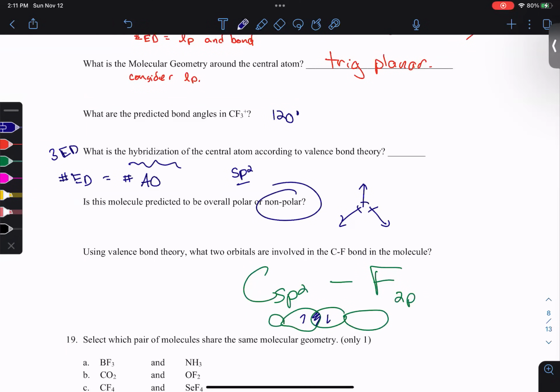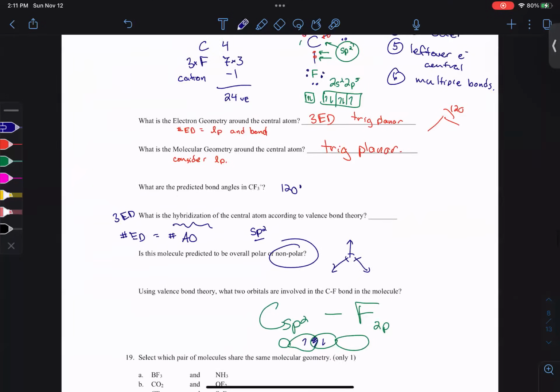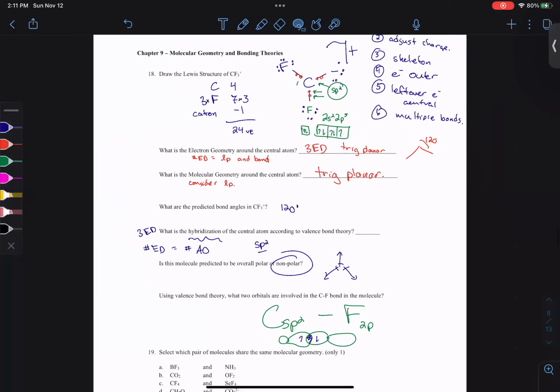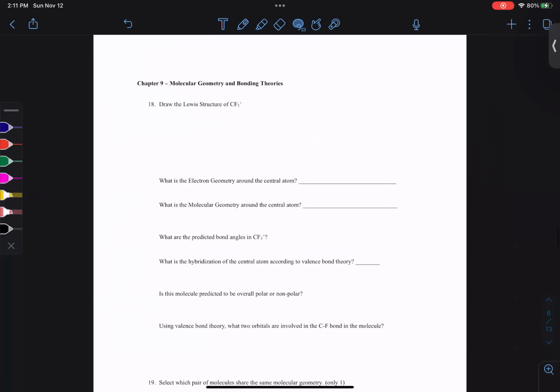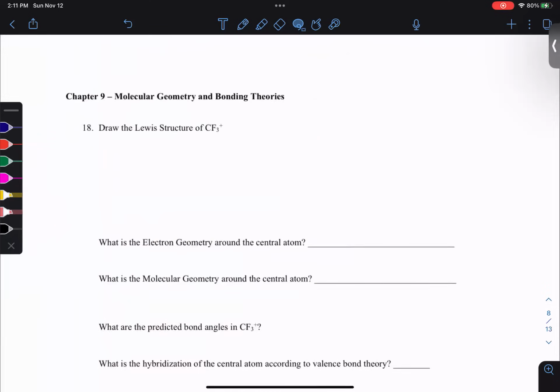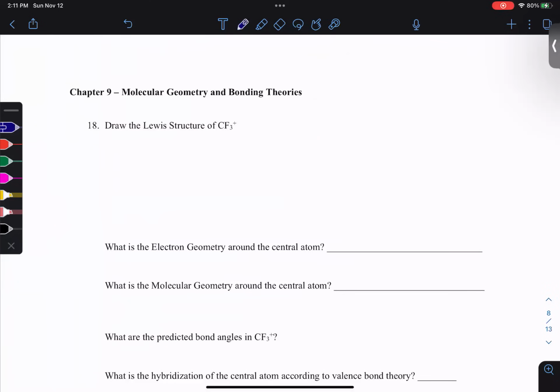All right. Okay, so let's do another example that's not CF3+, because it violates the octet rule. I don't know why I chose that one. Let's do a different one. Let's draw the Lewis structure of H2O.